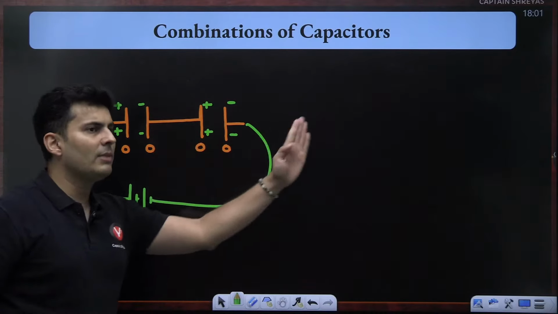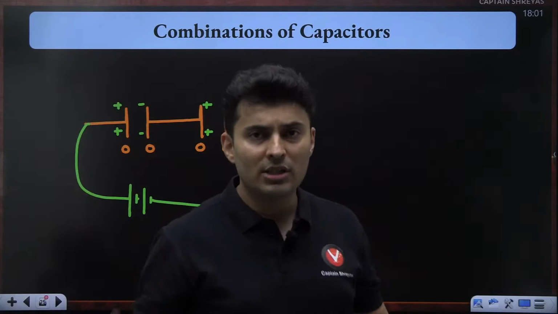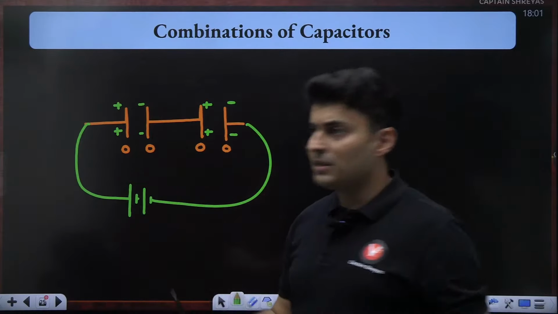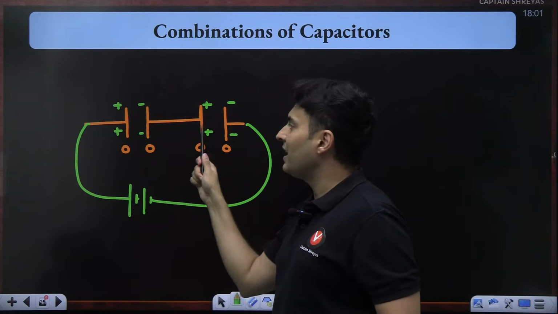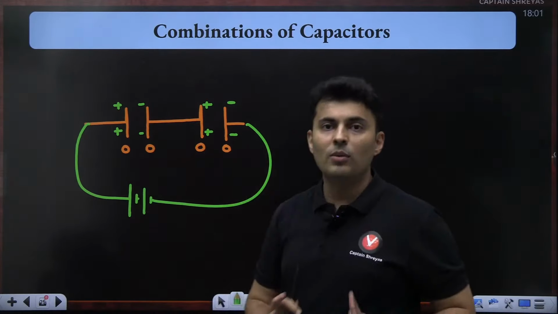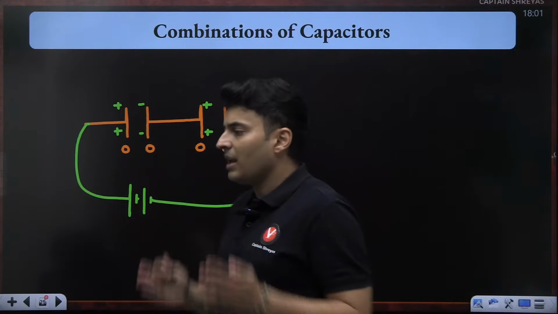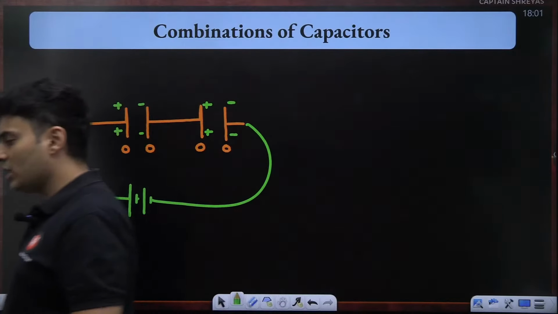So if you have multiple such capacitors also, the same logic applies and charge should be conserved. That's why in series, you will see the same charge gets developed, magnitude wise, on all the plates. Or basically all capacitors have the same charge.